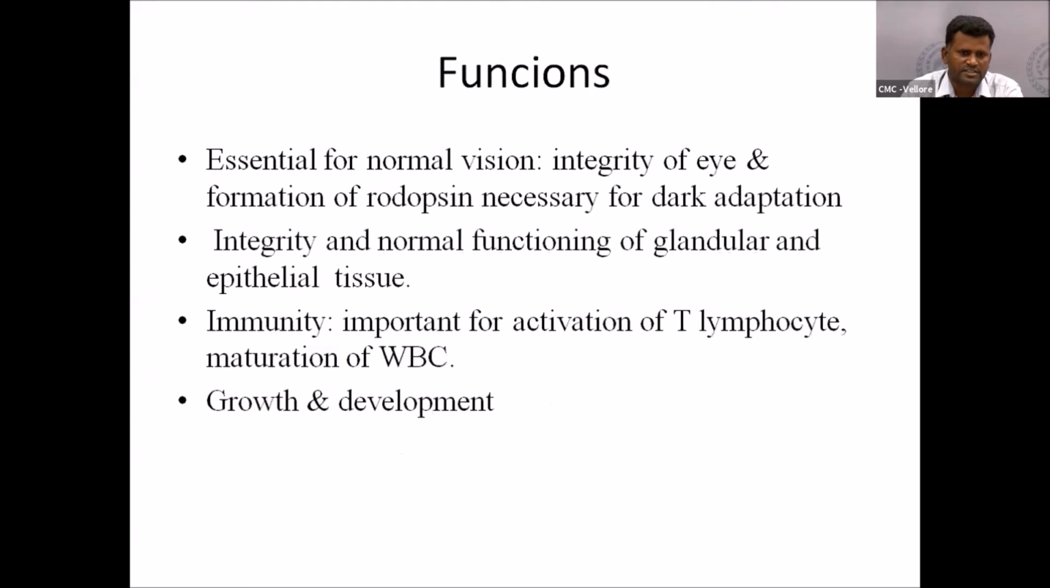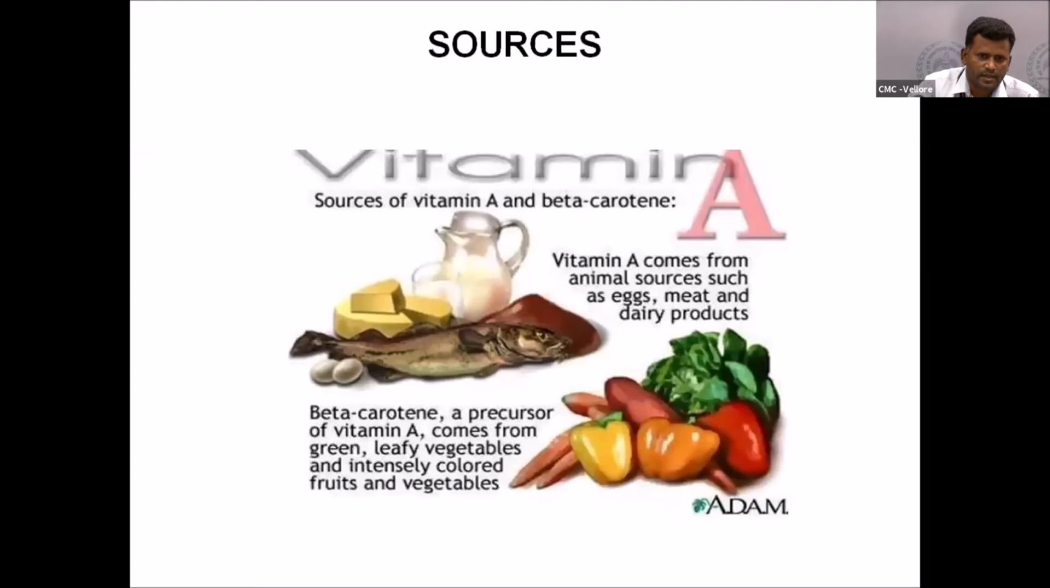So what are the functions of vitamin A? It's essential for normal vision because of the integrity of the eye, and formation of rhodopsin is necessary for dark adaptation. And also it's mainly important for the integrity of the glandular and epithelial tissue, and also important in immunity, mainly for activation of T lymphocytes and maturation of white blood cells, and also important for growth and development. What are the sources?